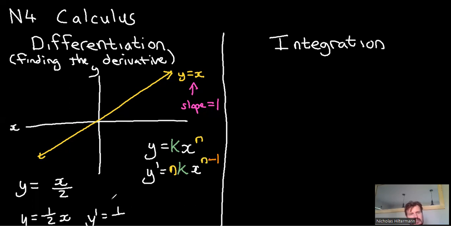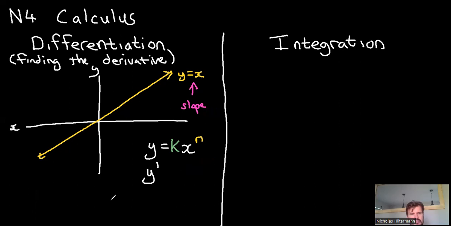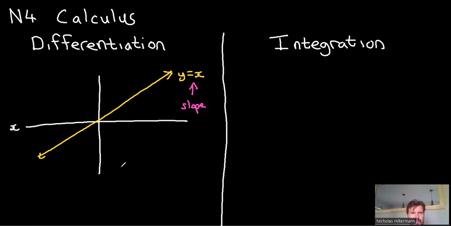Okay. So now that we know that the derivative is finding the slope, let's do it on a more complicated graph. So let's do the parabola.